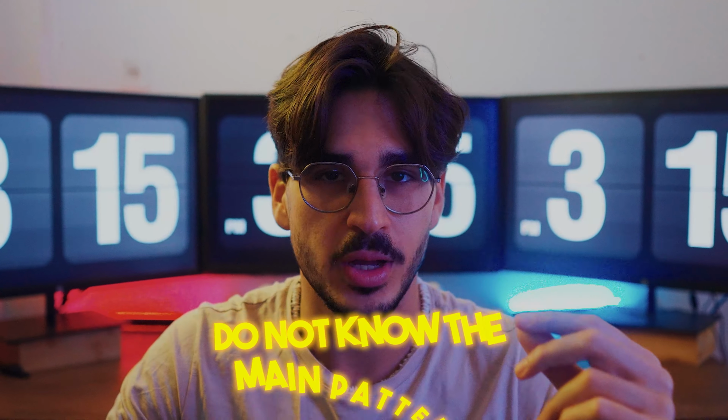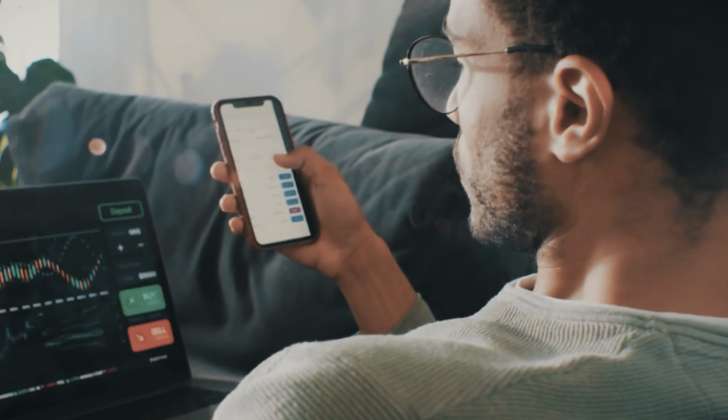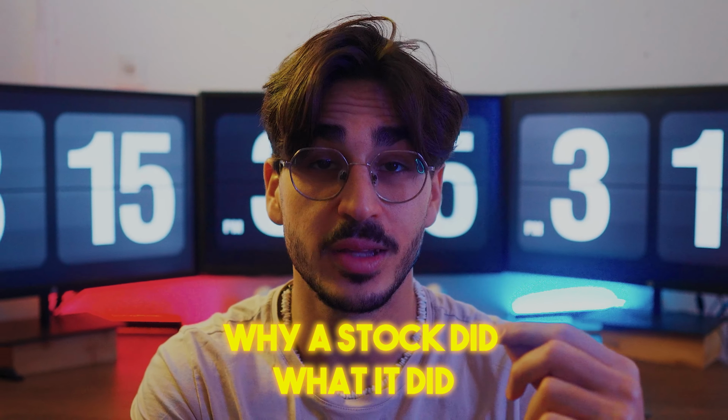Even though I don't trade solely based on technical analysis, that does not mean that I do not know the main patterns. As I previously mentioned, it's really important to know what other traders and investors are looking at, because this market in a nutshell is a self-fulfilling prophecy, as people will look for reasons for why a stock did what it did. That is in order to fill in the gap in their mind.